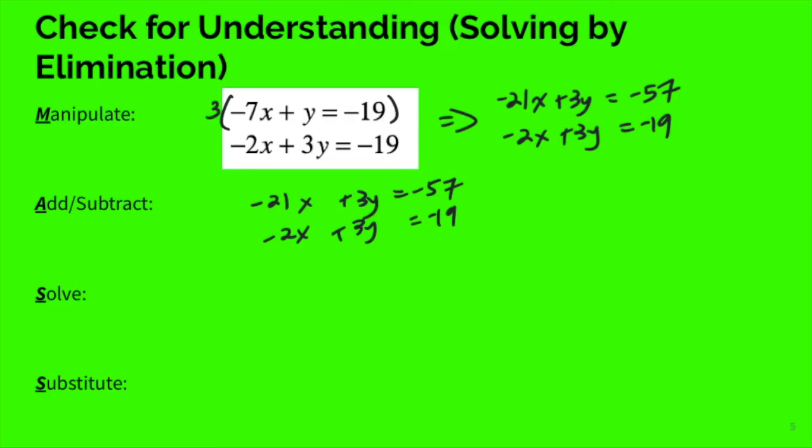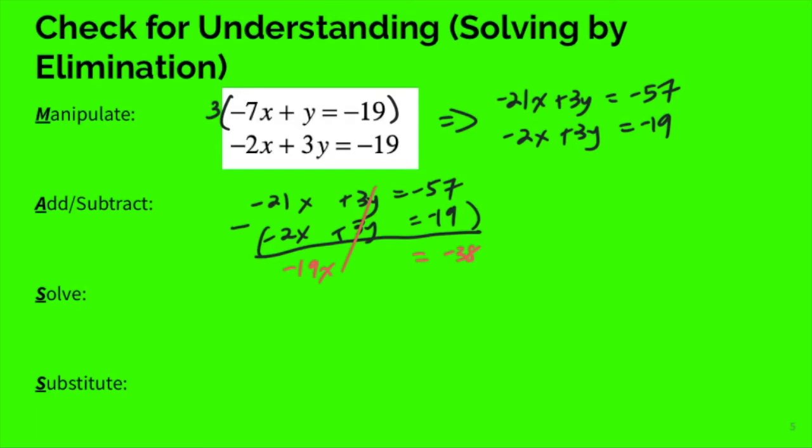Okay, so I think I can subtract these, right? I can subtract this bottom equation so that my y's cancel out. And so 3y minus 3y is just 0, right? Negative 21x minus negative 2x, remember whenever you subtract a negative, it's like you're adding. So negative 21 plus 2 is negative 19x. And this equals negative 57 minus negative 19, right? And remember, whenever you subtract a negative, it's like you're adding. So negative 57 plus 19, which is negative 38.